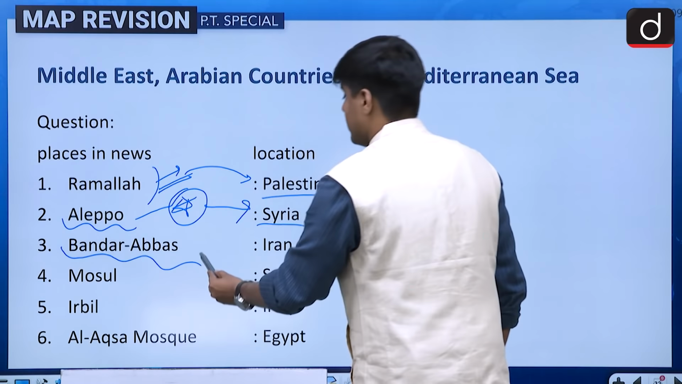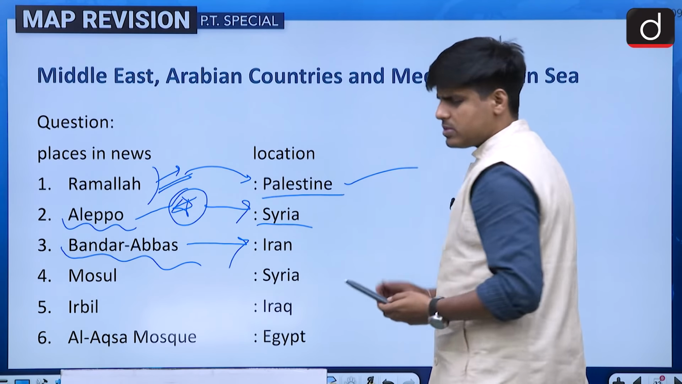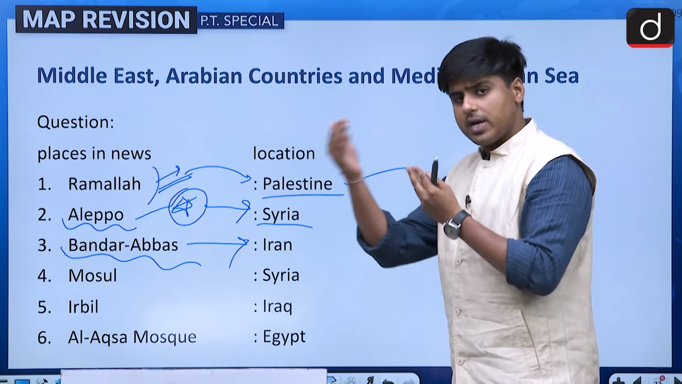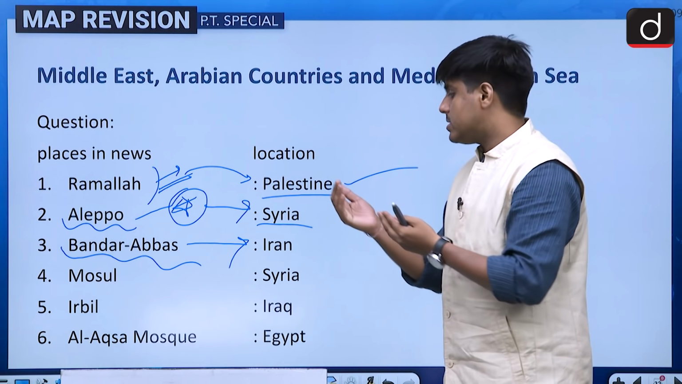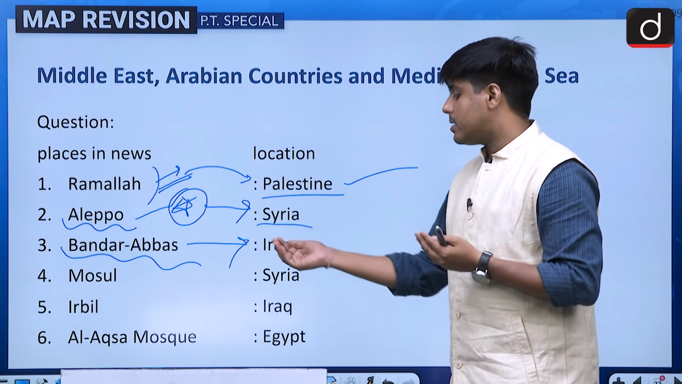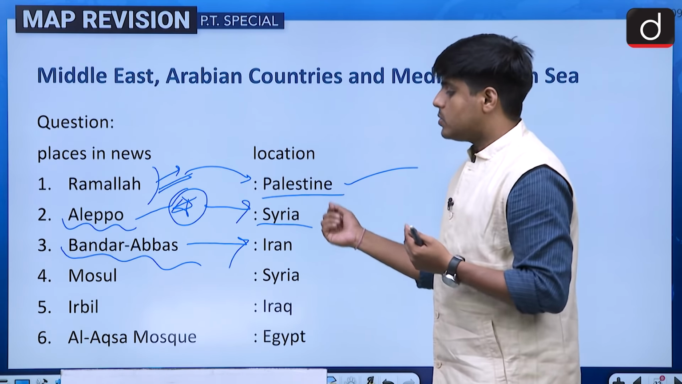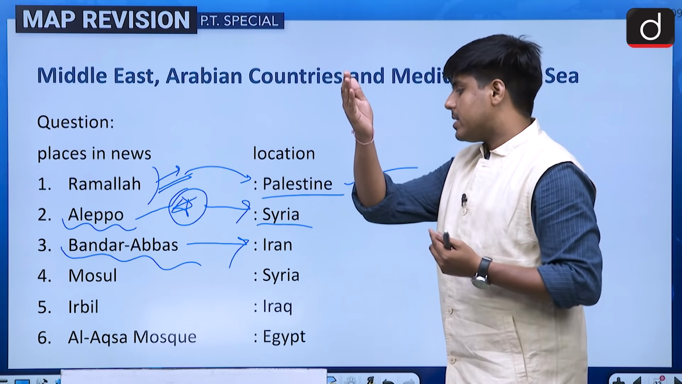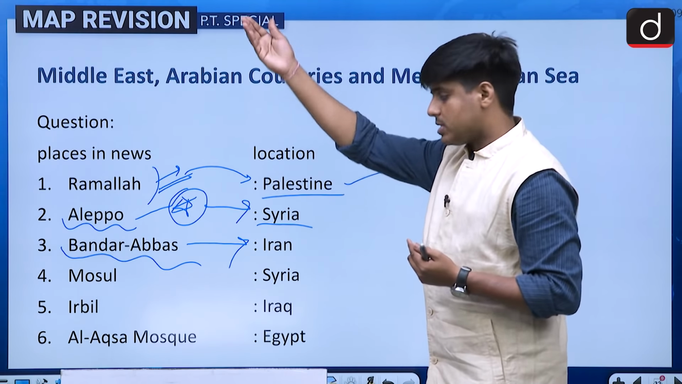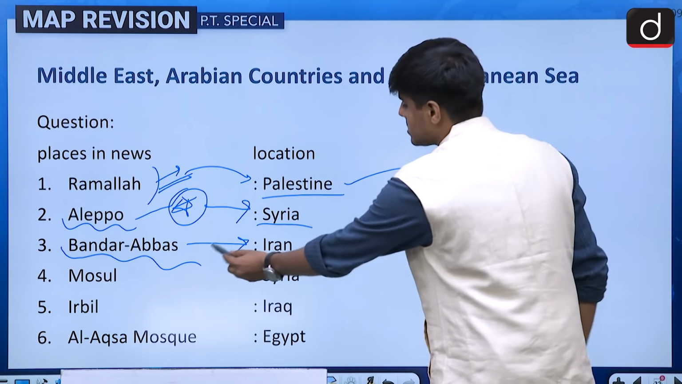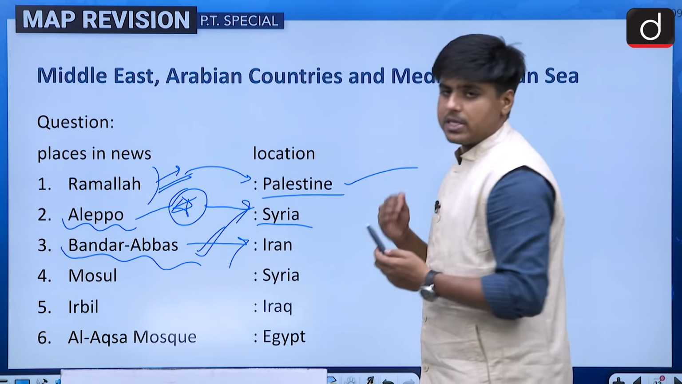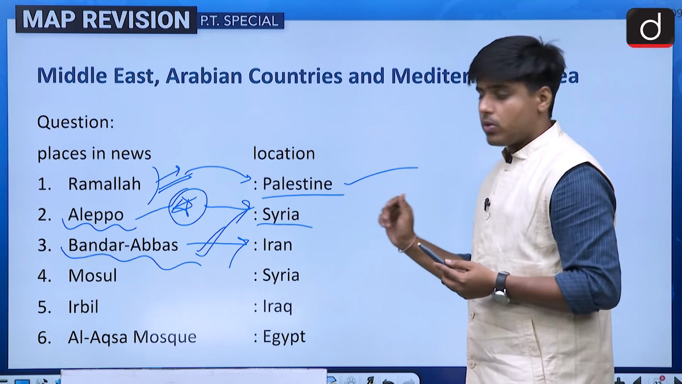Bandar Abbas port has often been in news, often linked with Chabahar port. Whenever we are discussing Chabahar port, which India is developing in Iran to circumvent the requirement of Pakistan in approaching Afghanistan, Bandar Abbas port also finds mention usually. It is a very important port of Iran.